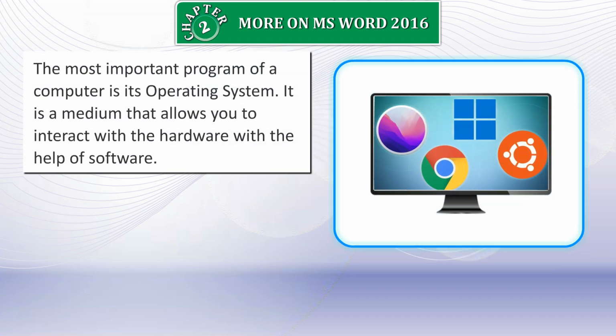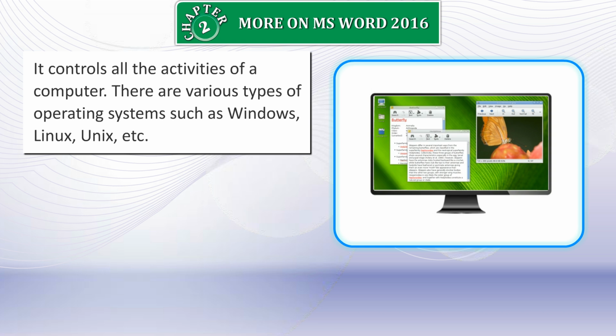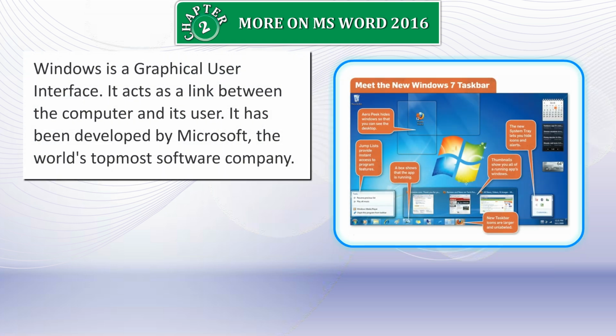The computer cannot think on its own, and it needs instructions from the user. The most important program of a computer is its operating system. It is a medium that allows you to interact with the hardware with the help of software. It controls all the activities of a computer. There are various types of operating systems such as Windows, Linux, Unix, etc. Windows is a graphical user interface. It acts as a link between the computer and its user. It has been developed by Microsoft, the world's topmost software company.